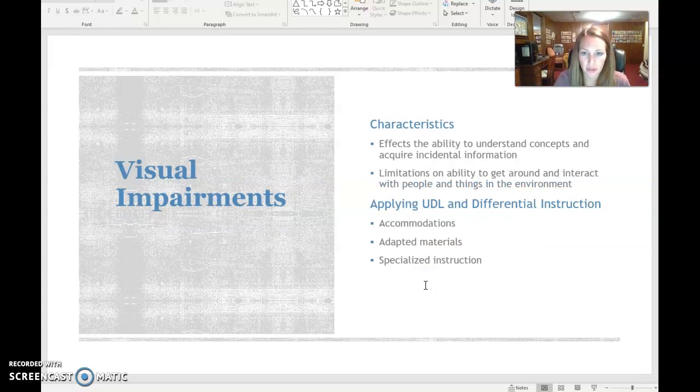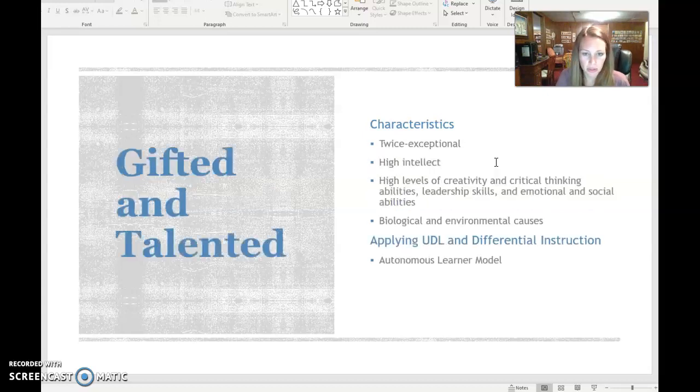Visual impairments. Characteristics of visual impairments are that it affects the ability to understand concepts and acquire incidental information, and limitations on the ability to get around and interact with people and things in the environment. Some ways to apply UDL and differential instruction: accommodations. So maybe doing more verbal instructions where they can't see as well, or making things larger for them. Adaptive materials and specialized instruction fit to that student.